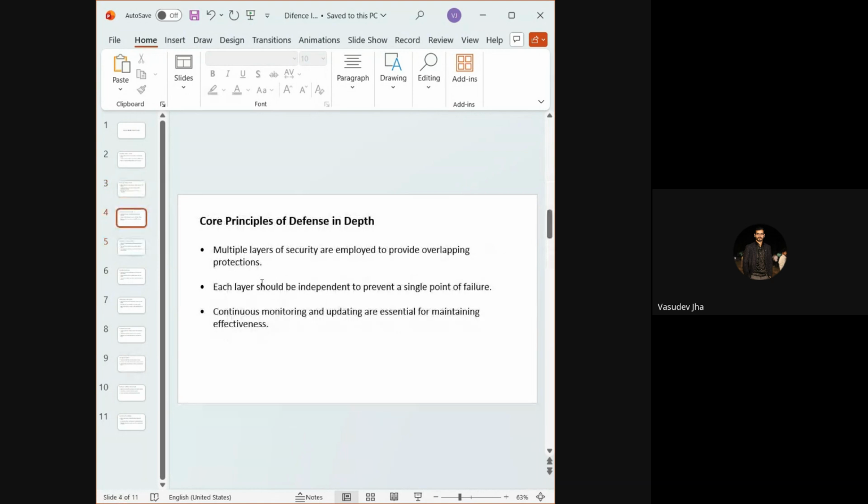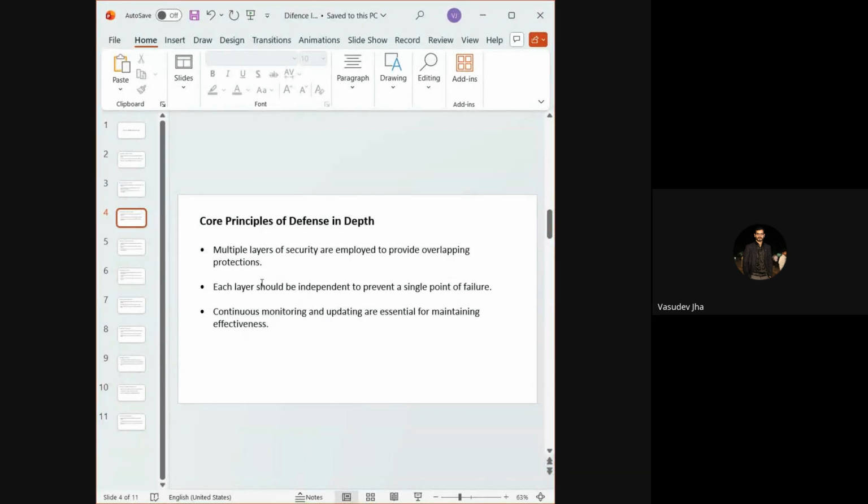Then what is the core principle of defense in depth? Multiple layers of security are employed to provide overlapping protection. Each layer should be independent to prevent a single point of failure, and continuous monitoring and updating are essential for maintaining this effectiveness.